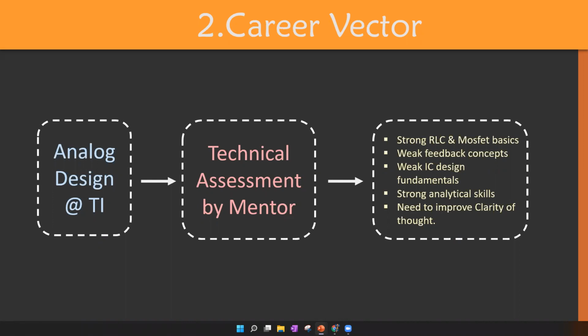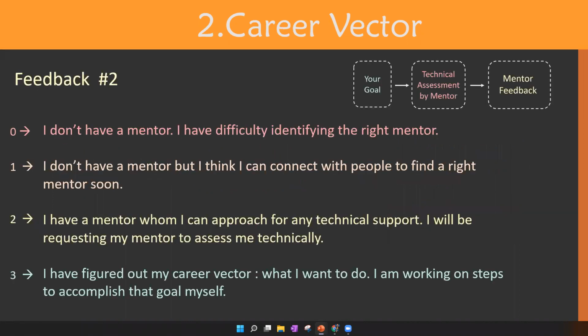This is as of today, and when you have that assessment, you may have one more year to go. This is the feedback that you can get from your mentor. Now, what can we do with that feedback? That is the next question, and we will discuss that in the next step.